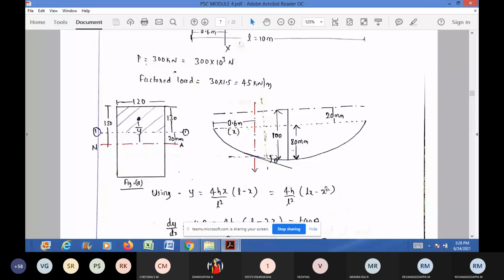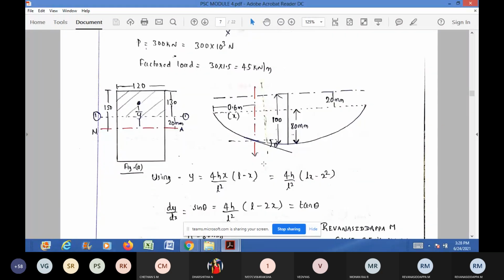Now to calculate the sin theta value, you differentiate this equation of the parabola with respect to the variable x. dy by dx is equal to sin theta. If you differentiate this equation, 4h by L square is the constant. Differentiation of Lx is L. Differentiation of x square is 2x. Therefore, sin theta is equal to 4h divided by L square into L minus 2x.